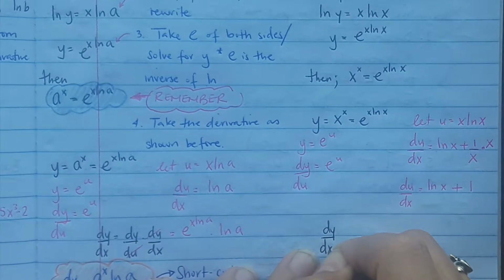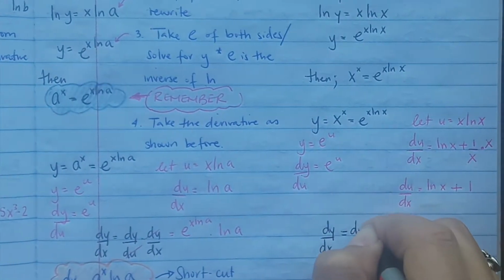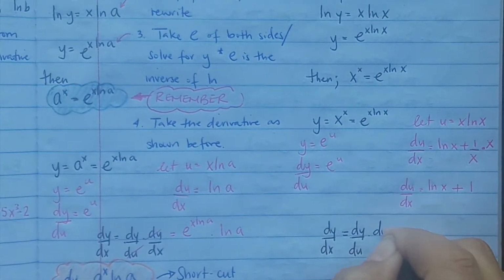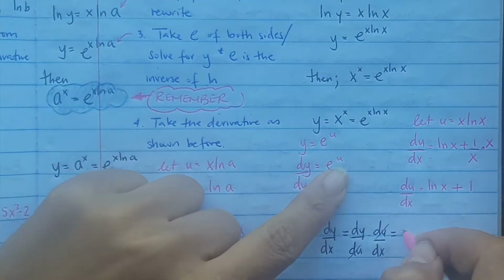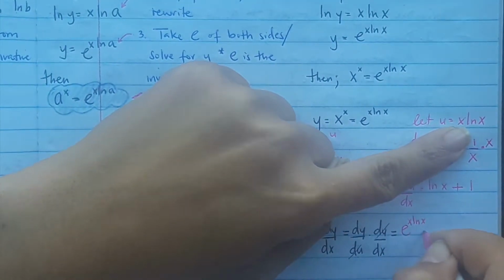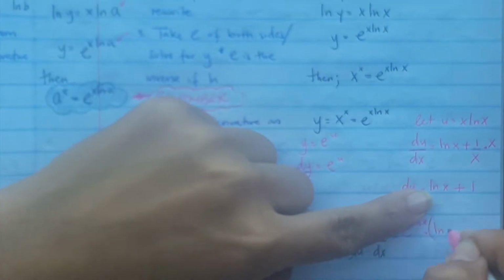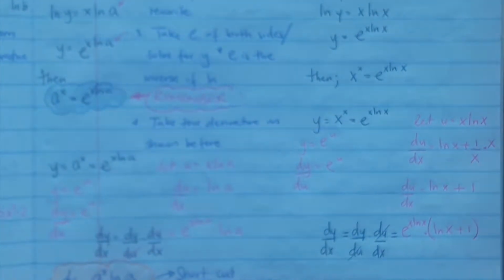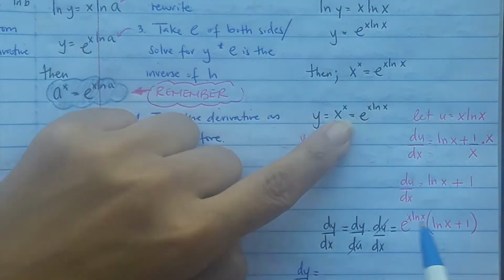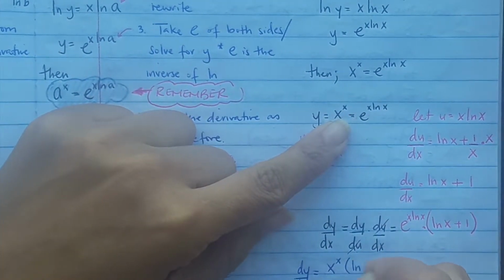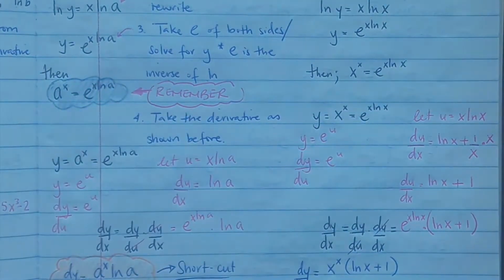So dy dx is dy du times du dx. And that's going to be e to the u, and replace u back. So e to the x log x times log x plus 1. Remember, e to the x log x is the same exact thing as x to the x. So we're going to put that back. x to the x times log x plus 1 in parentheses.